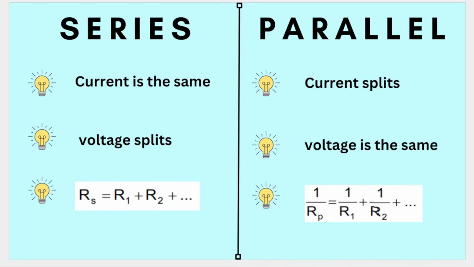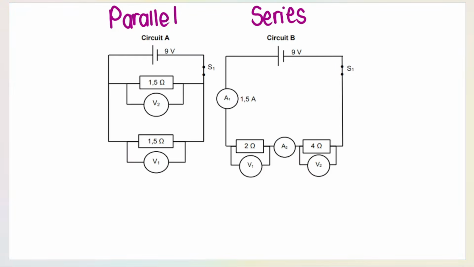So on the screen, you can see a summary of that. And the two most important things to remember is that in a series circuit, current is the same everywhere throughout the circuit, but voltage splits. In parallel, the opposite is true. So the current splits and voltage is the same for resistors connected in parallel. So if we compare these two circuits over here, let's look at the series circuit first.